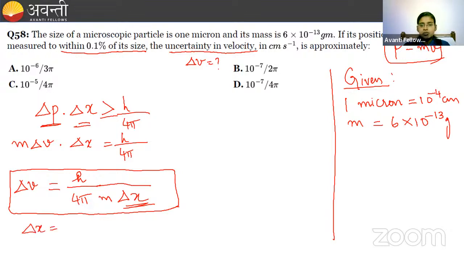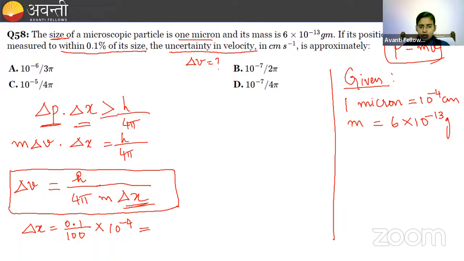The position information is that its position may be measured to within 0.1% of its size. So 0.1% means 0.1 divided by 100, within this range of its size. Its size is 10 to the power minus 4 centimeter, right? The particle size is 1 micron. So within 0.1% of its size means 0.1 divided by 100 into 1 micron, which is actually 10 to the power minus 4 centimeter.